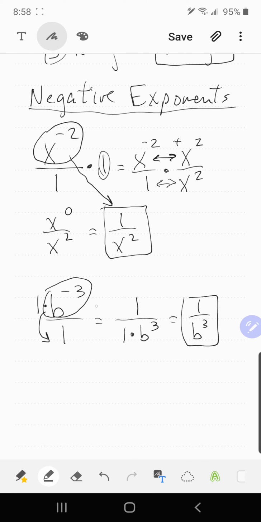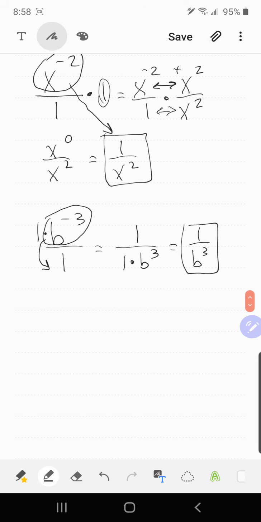Okay, so can you remember that if you have a variable with a negative exponent, moving it down will make it positive. So what if it was negative in the bottom? Well, you would want to move it up to make it positive, okay? All right, so let's look at one more example, and then we'll call it quits on this video.